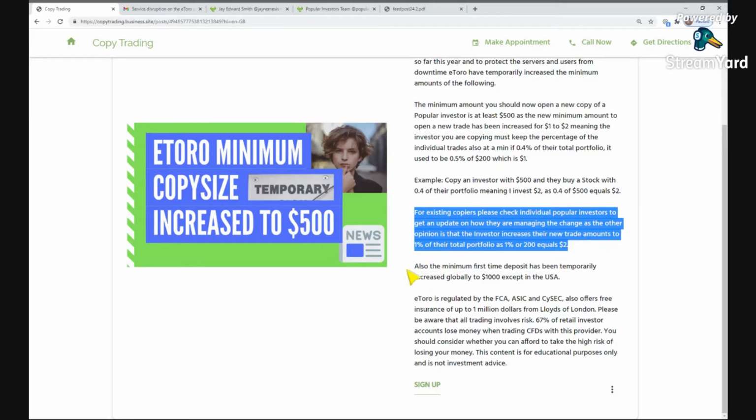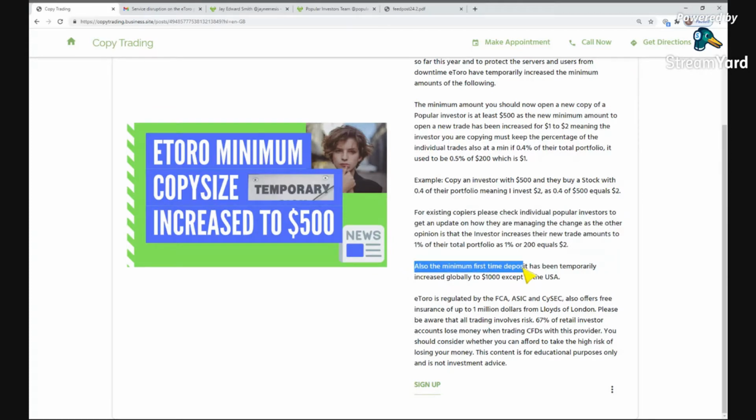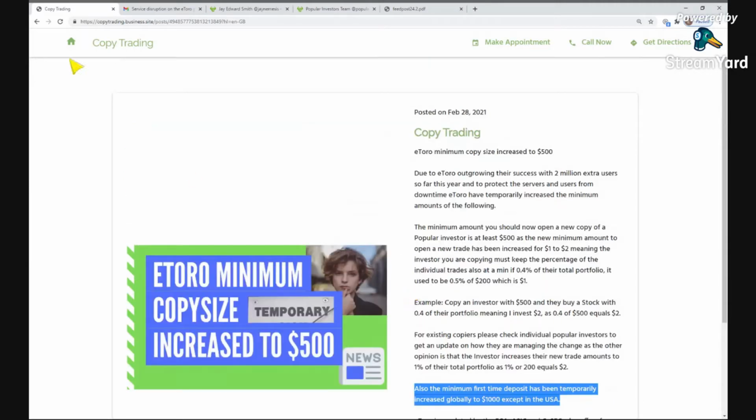Okay, also big news here is the minimum first time deposit has been temporarily increased globally to $1,000, except in the USA. So we're back to $1,000 for the first time deposit onto eToro. These are all temporary changes, and there has been a lot of backlash, but these might change next week. You never know, so don't panic yet.